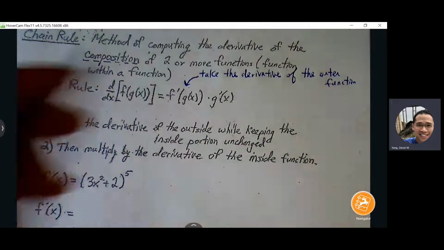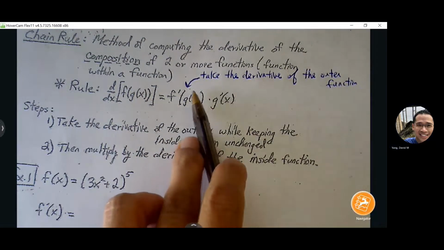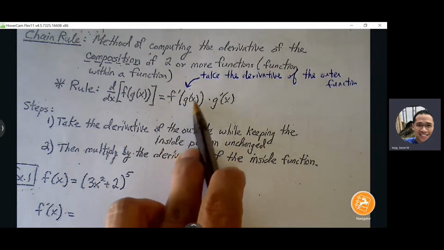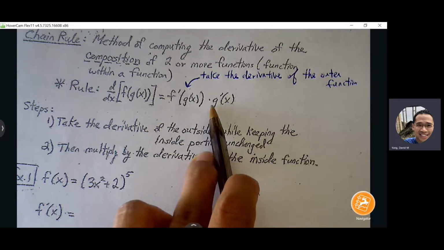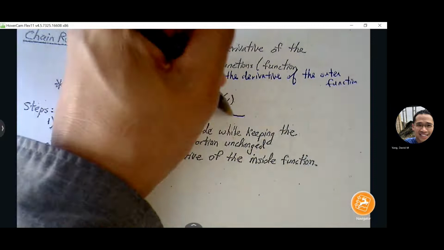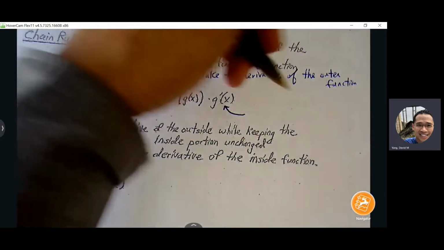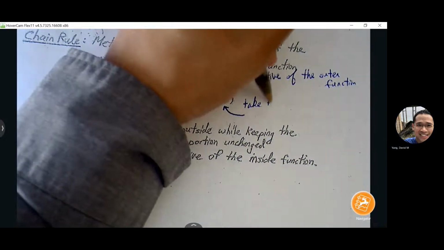Multiplied by, okay, and then when we take the derivative of the outer function, we're going to rewrite the inside function and leave everything alone, because we're not ready for the inside function yet. Next up, multiplied by the derivative of the inside function or the inner function. That's what that g prime is.